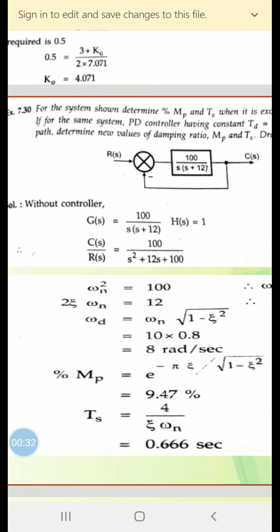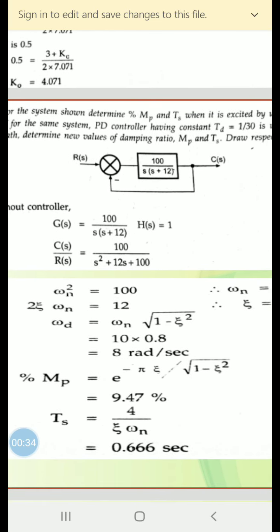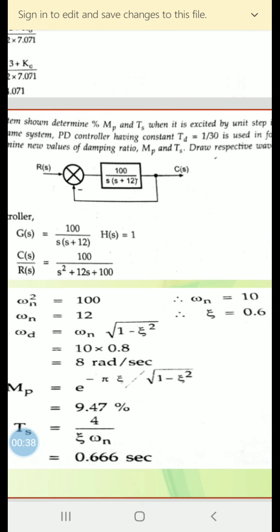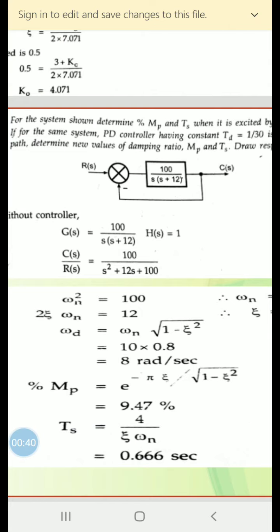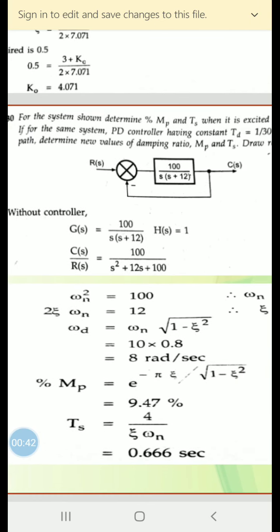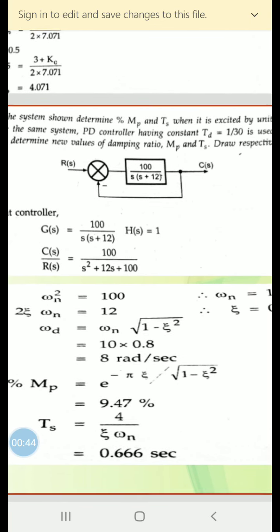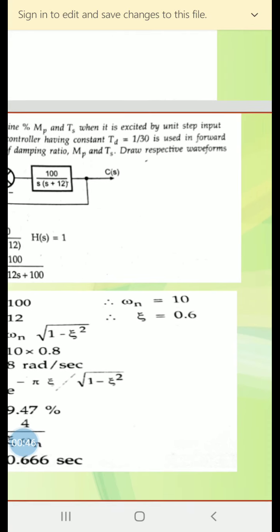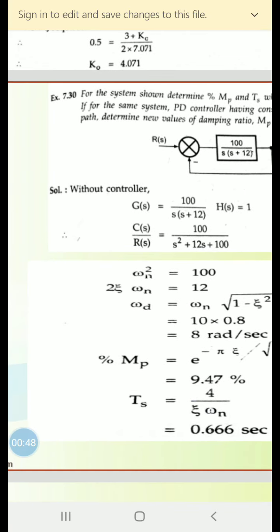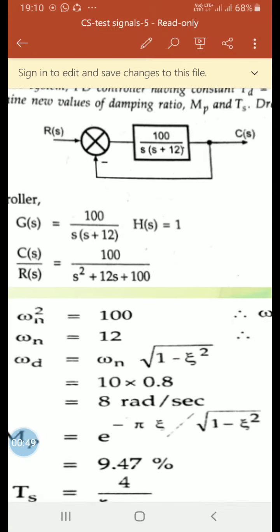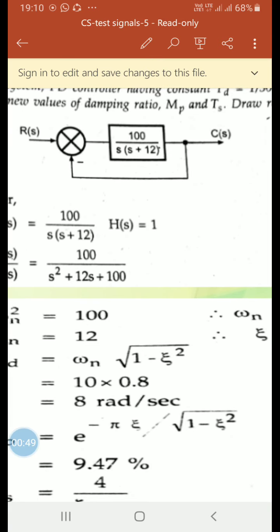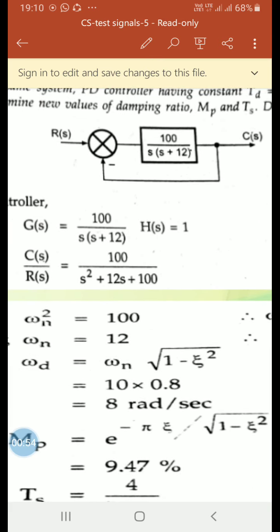If for the same system, a PD controller having constant TD equal to 1 by 30 is used in the forward path, determine the new values of damping ratio, MP and TS. Draw the respective waveforms. So this is the system shown, and without the PD controller it is the system.